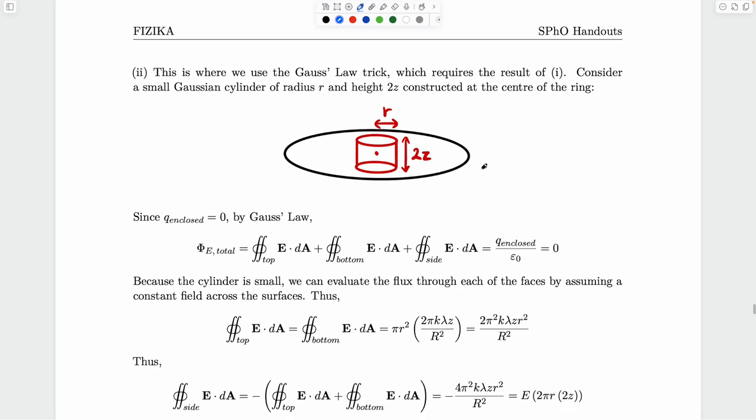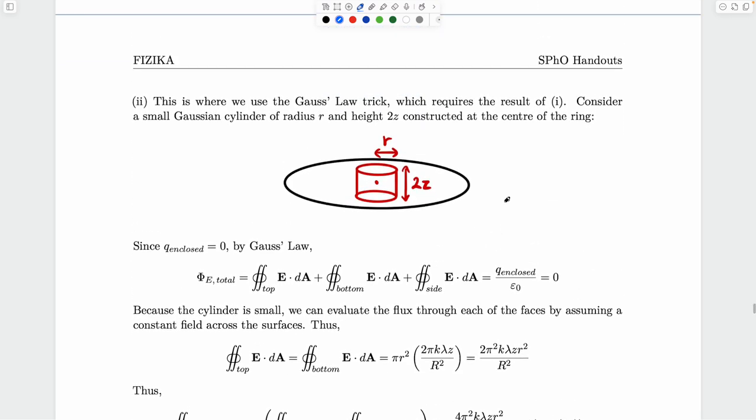So the idea is that you can use Gauss' law. What we do is we construct a Gaussian surface. More importantly, I want to emphasize that this is an infinitely small, infinitesimal Gaussian surface. So it's a very, very small Gaussian surface with dimensions r and 2z. The reason why I want to emphasize small is because we're going to use some assumptions here.